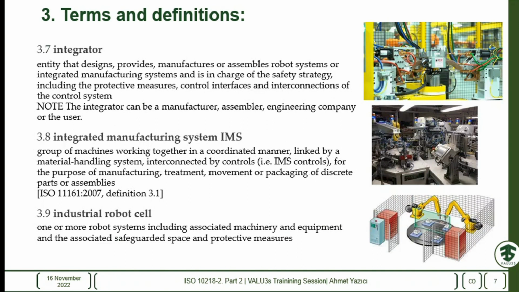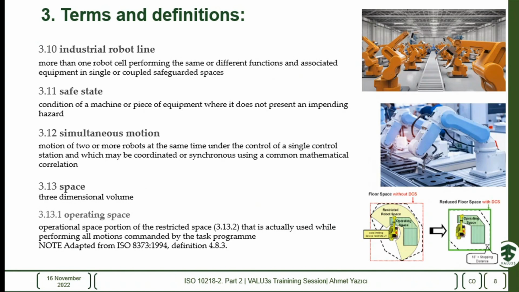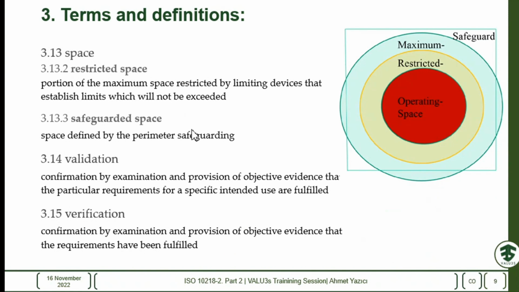As you know, fully integrated is known as the human. So we mentioned an integrated manufacturing system that consists of one or more systems in a coordinated manner, linked by a material handling system, etc. So the industrial robot cell is more focused on one or more robots included in it. So for the industrial robot line, a safe state and simultaneous motion are also defined there. For operating space, we consider the details of the standards.